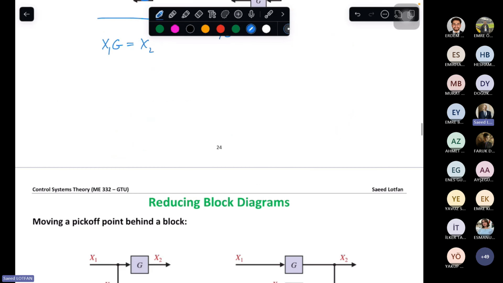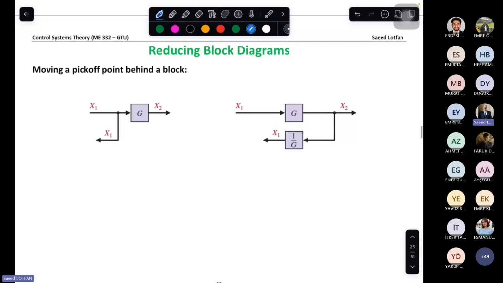Or if I want to do vice versa, getting this pickup point and bringing it to here, this one was not seeing G, so now it is seeing G. So I have to multiply by 1 over G to get the same result as X1. So these are some specific operations so that we can simplify bigger block diagrams.